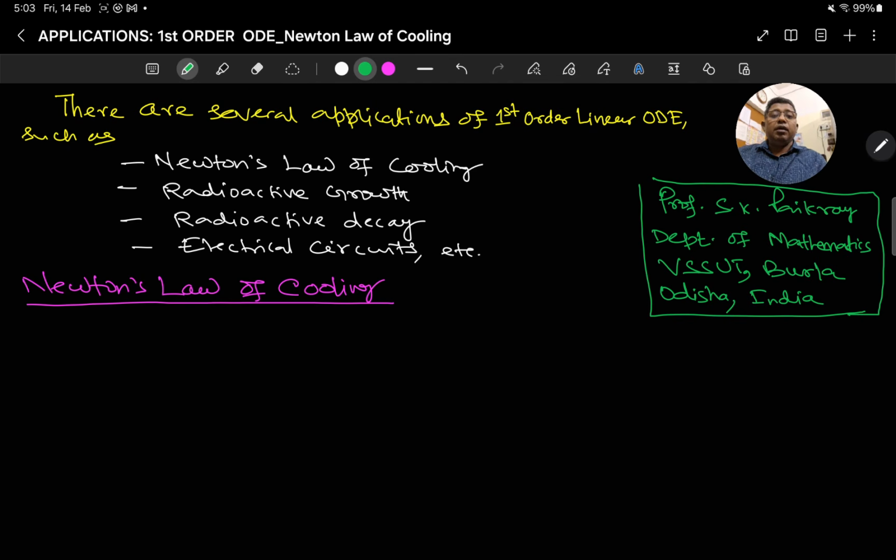Hello everyone. In this lecture I shall discuss the applications of first order linear ordinary differential equations. There are several applications of first order linear differential equations such as Newton's law of cooling, radioactive growth, radioactive decay, electric circuits, etc. In this lecture we shall discuss Newton's law of cooling.